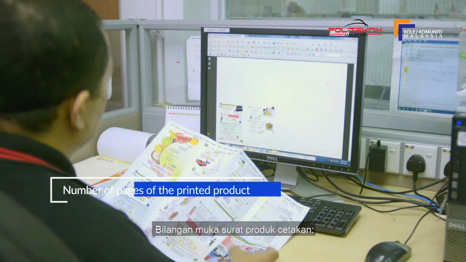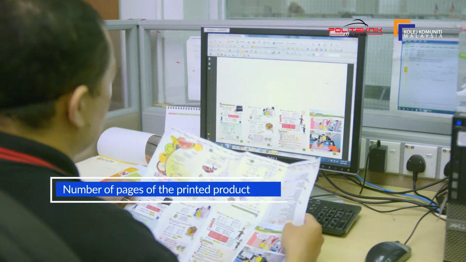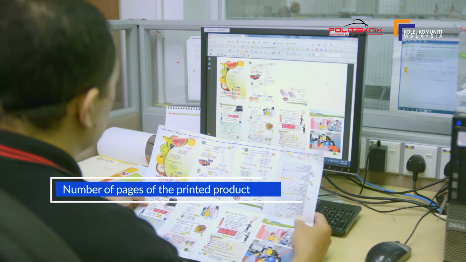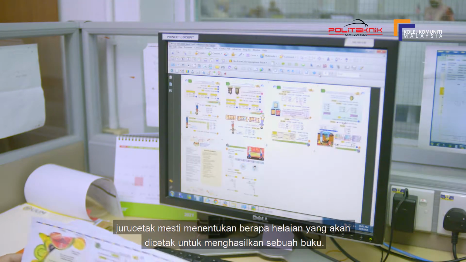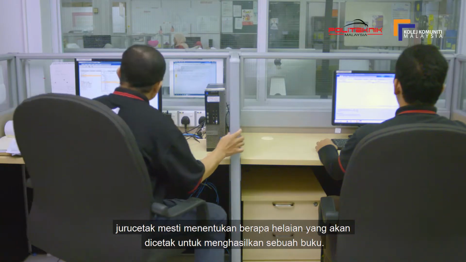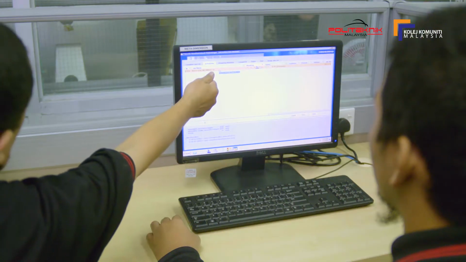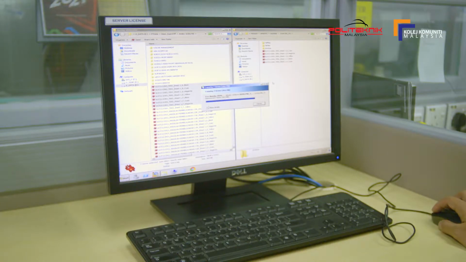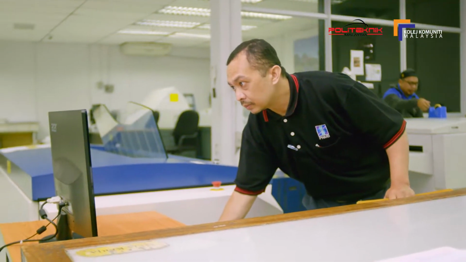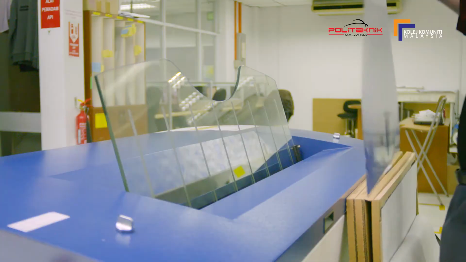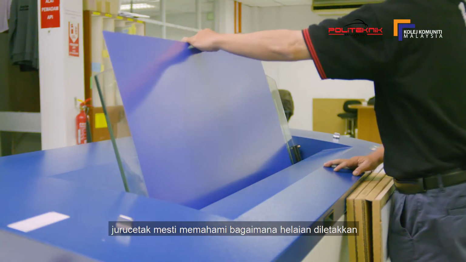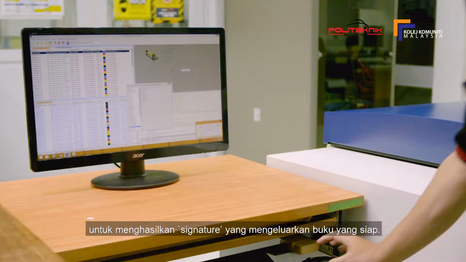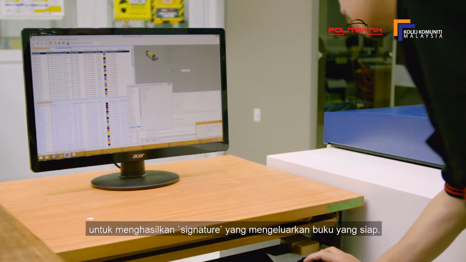Number of pages of the printed product. The compositor must determine how many sheets are to be printed to create a finished book. Stitching or binding method. The compositor must understand how the sheets are placed to form the signatures that compose the finished book.